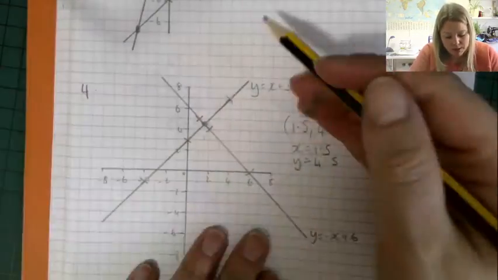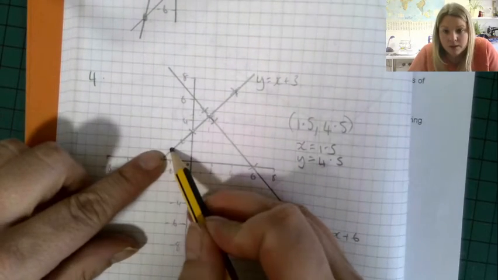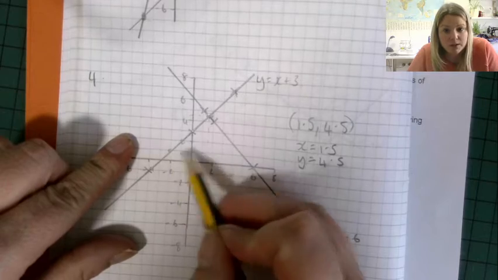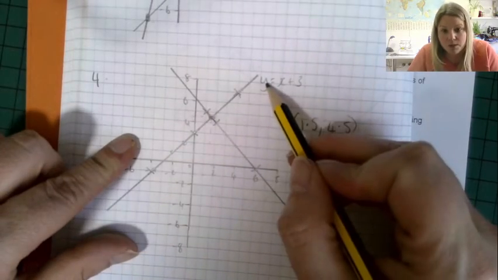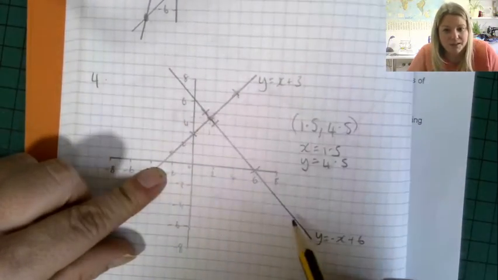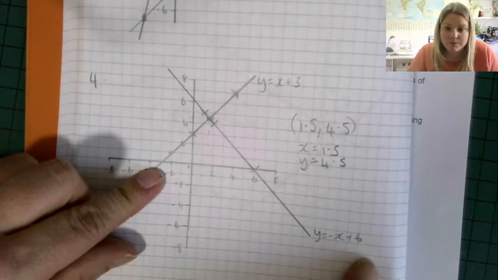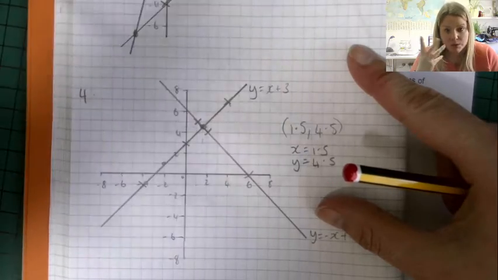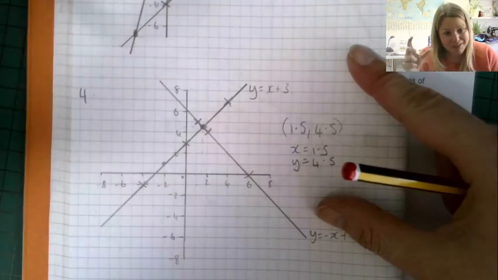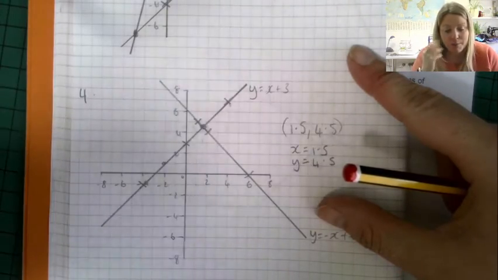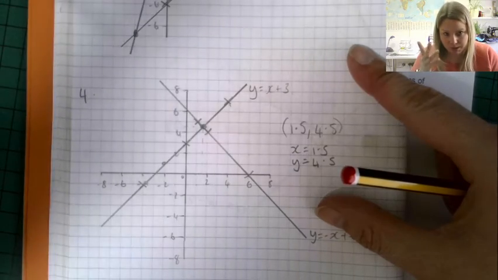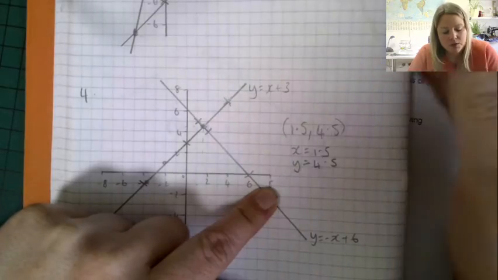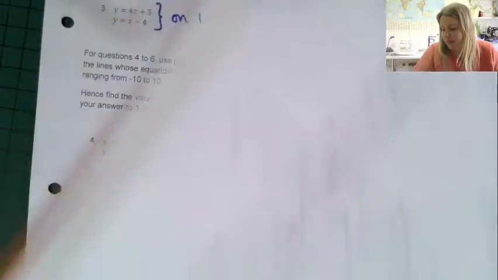Okay, so if we had picked a point on this line like here, then yeah, if we substitute those values in, the x value and the y value, it'll satisfy this equation, but because it doesn't appear on this line, it won't satisfy this one. So there's only one x and y set of values which will complete both equations properly.